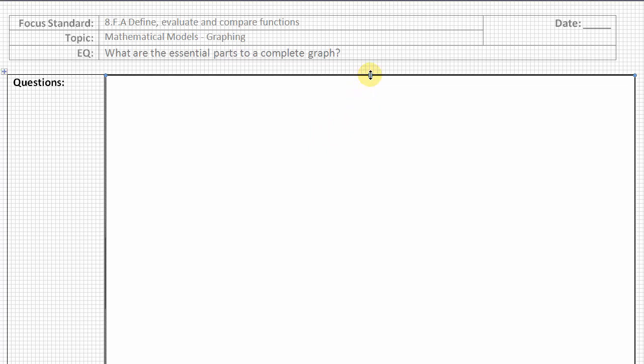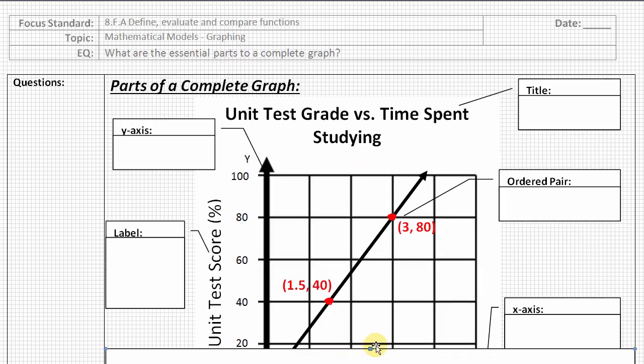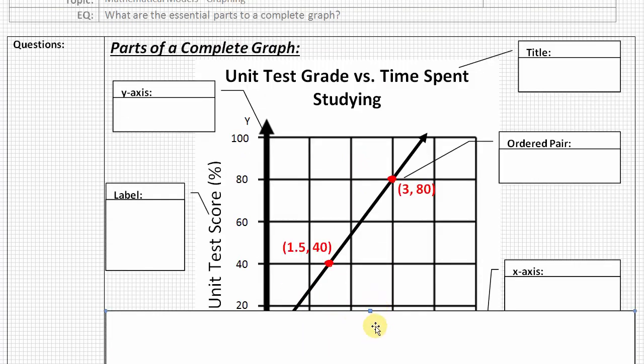So this video is meant to be a little bit of a review, actually quite a bit of a review, on the parts of a graph, just as a refresher on when we are graphing, what are all the parts we need to make sure that we include.